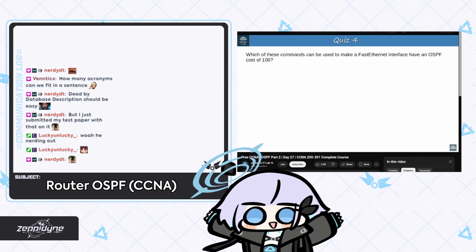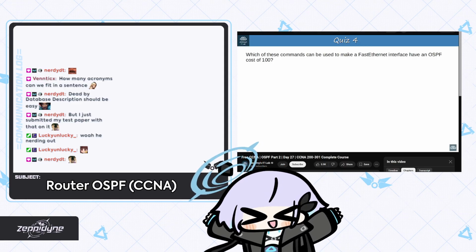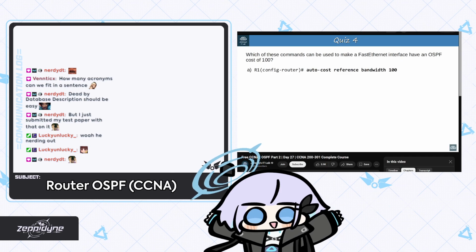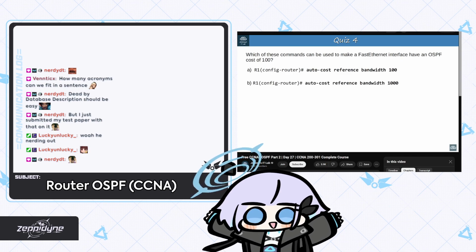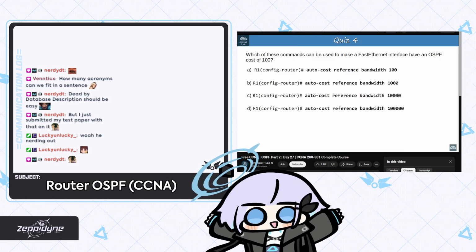Which of these commands can be used to make a Fast Ethernet interface have an OSPF cost of 100? A. auto-cost reference-bandwidth 100. B. 1000. C. 10,000. Or D. 100,000.